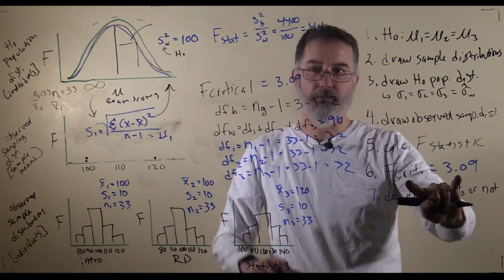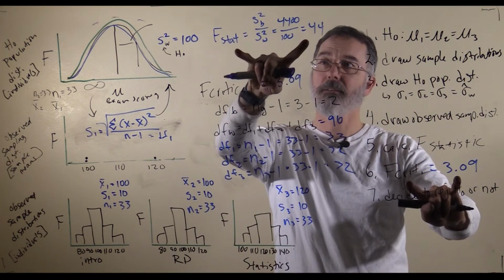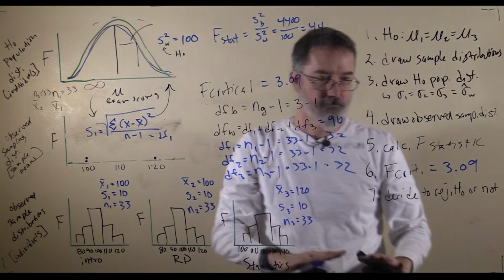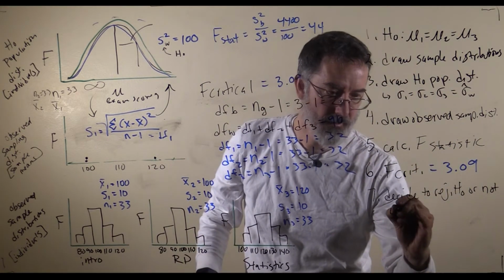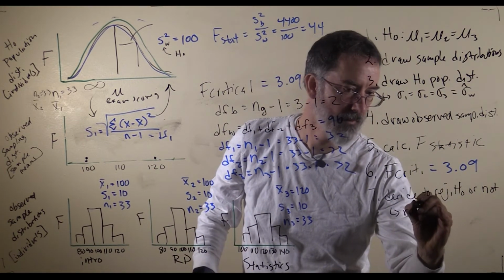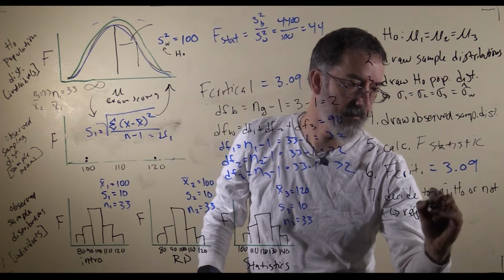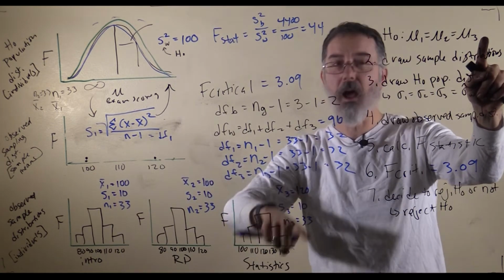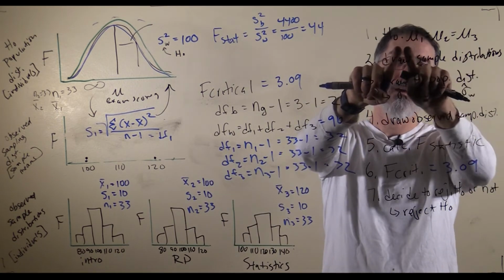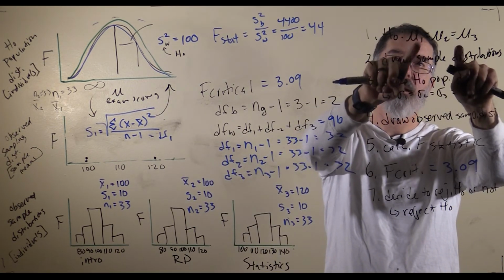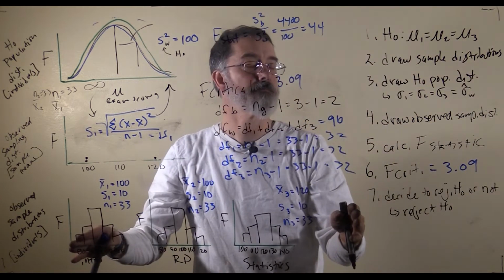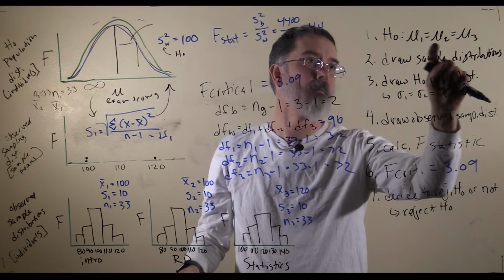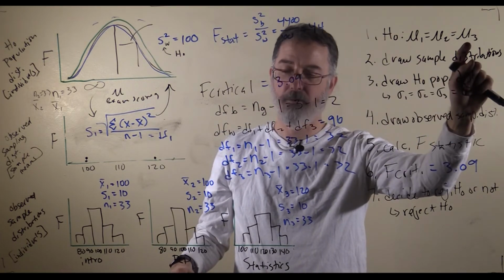So our observed test statistic, 44, is more extreme than our F critical. Therefore, we decide to reject the null hypothesis. We decide that our observed samples did not come from a world where they all had the same difficulty level. So this data is very inconsistent with a world where they're all equally difficult.